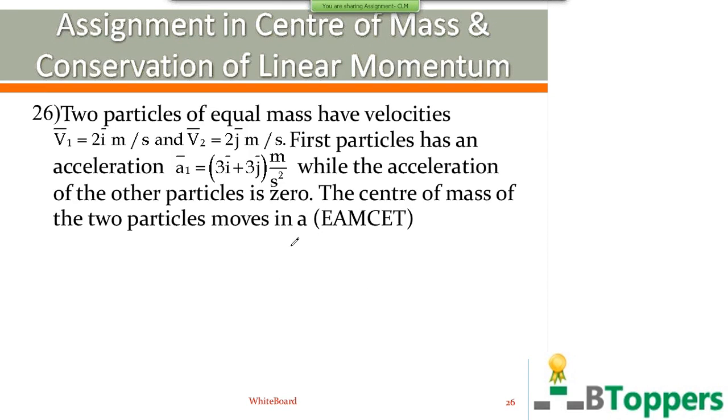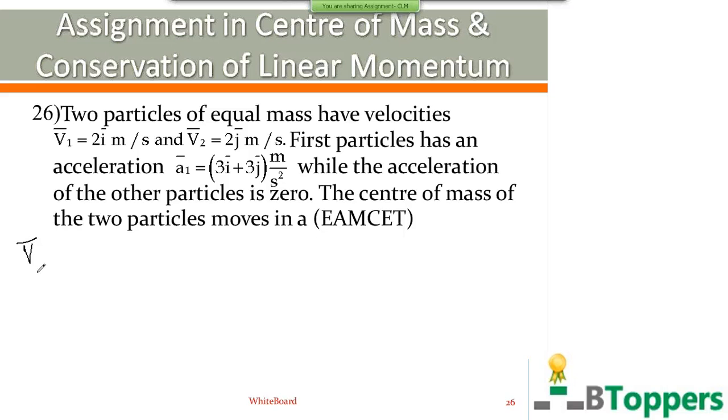The center of mass of the two particles moves in a... You have to find the nature of the path along which the center of mass moves. Let us find the velocity of the center of mass system of the two particles and the acceleration of the center of mass system of the two particles, and find the relation between the acceleration of the center of mass and the velocity of the center of mass.